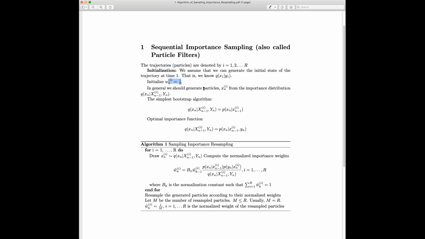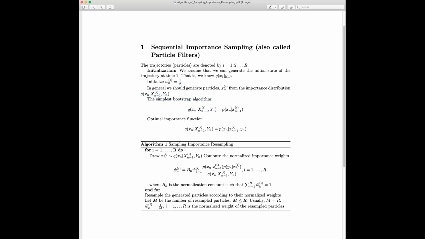And when we implement the algorithm, we have to decide what is the importance distribution we're going to use. The one I covered last time, the simplest one, I call it the SIR, sequential importance resampling, but it's also known as the bootstrap algorithm. In that case, the importance distribution I want to use is the probability of xn given xn minus 1, the state transition probability, which you should know.